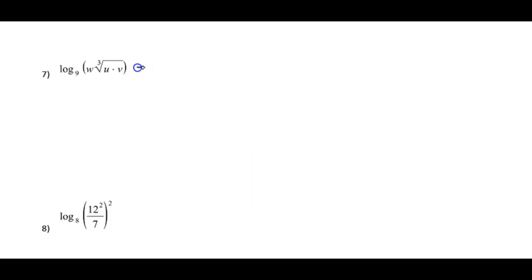Okay, rewrite this one first so we can see all the exponents. So I have 1, 2, 3 factors in here. So this means this one's going to expand out to 3 logarithms. So log base 9, that's a 9, of w cubed, u to the 1/3, v to the 1/3. So now we have all of our exponents.